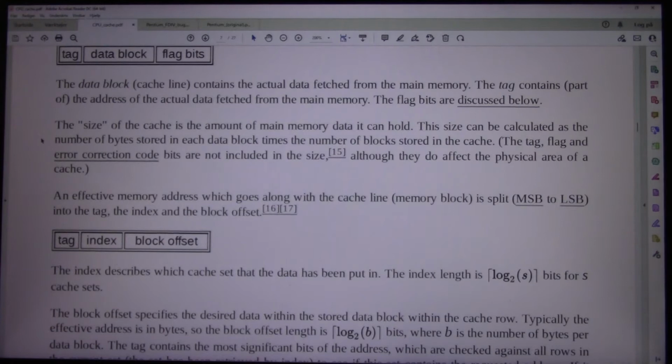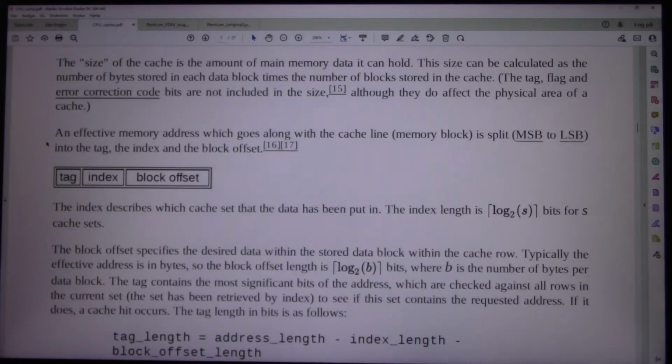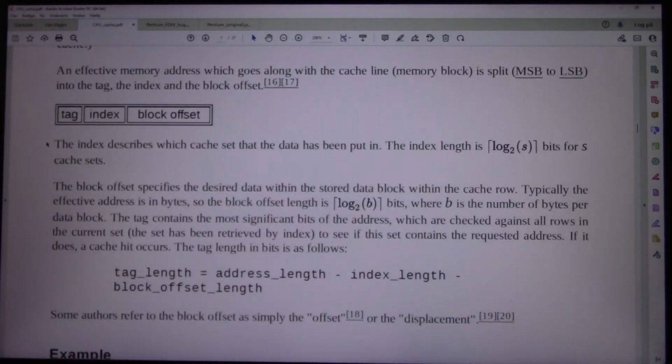An effective memory address which goes along with the cache line, the memory block, is split, MSB to LSB, into the tag, the index and the block offset. The index describes which cache set the data has been put in. The index length is log2(s) bits for s cache sets. The block offset specifies the desired data within the stored data block within the cache row.